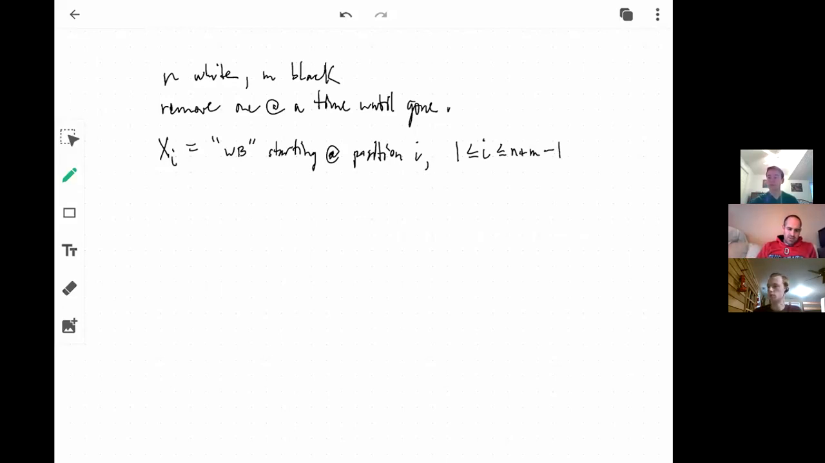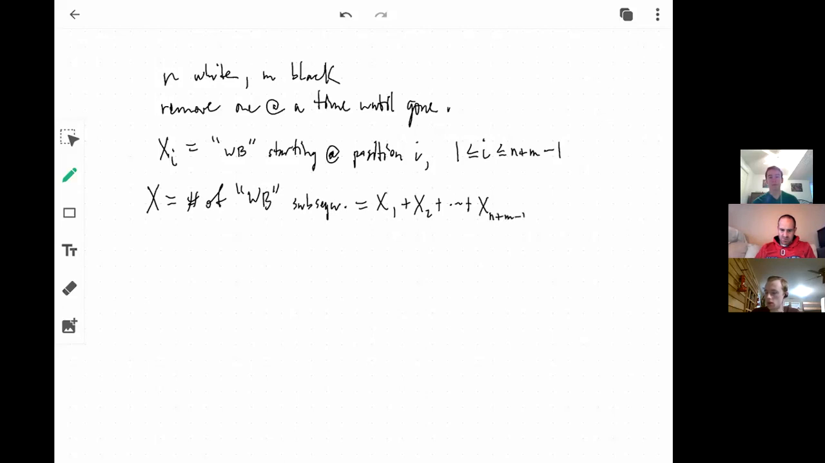So X, which we want to be the number of white-black subsequences, where a white ball is immediately followed by a black one, is just going to be X_1 plus X_2 plus dot dot dot plus X_{N+M-1}. So that's basically how you set this thing up.